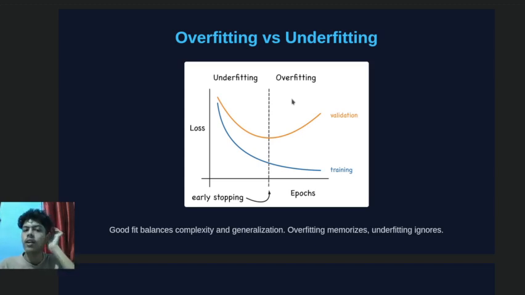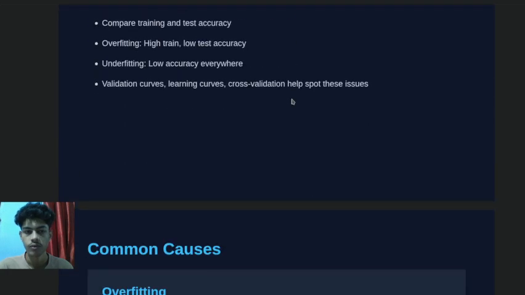in underfitting, the training data goes for early stopping.